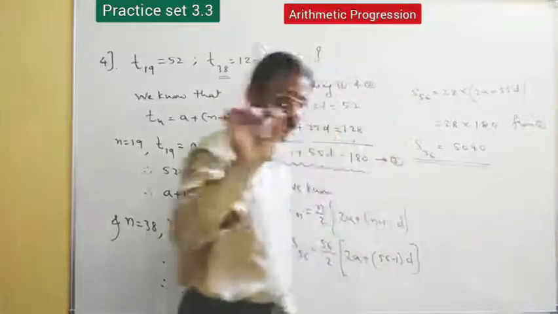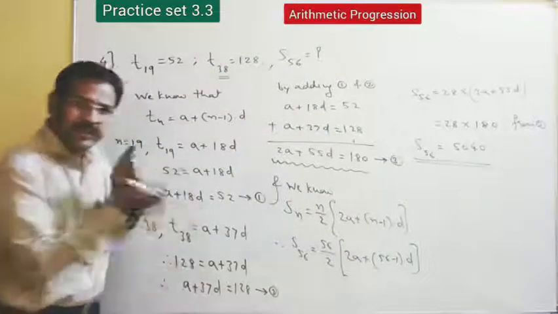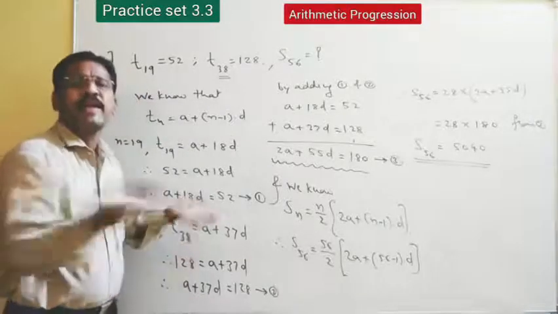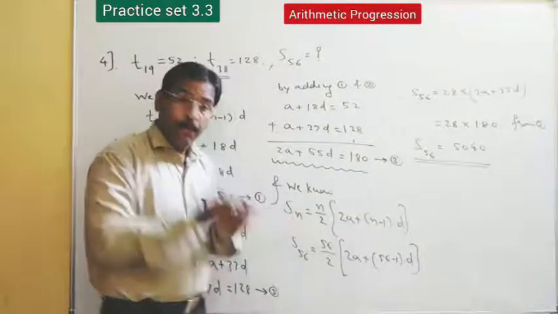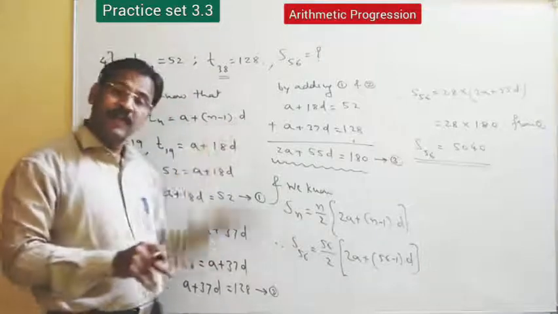Understand friends? Now you can think about that subtraction, then we can get d, and then after getting d, we can put it in these two, any one of them, and we can find a. Now here a and d also we can put. That is okay. But they were given to us. The students can think about this method also.